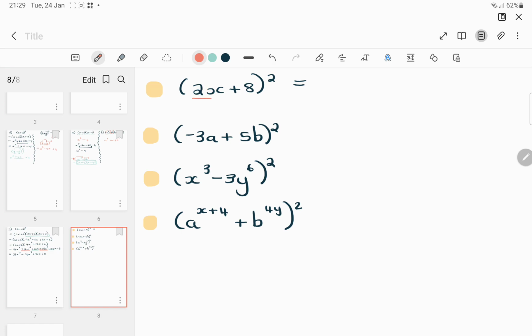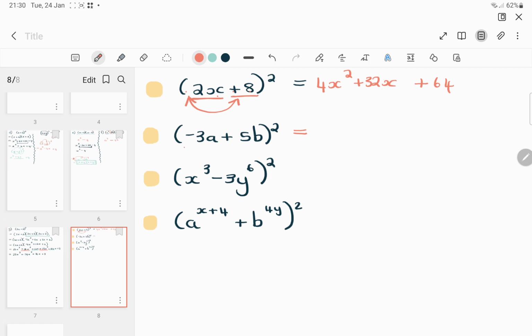If you take the first term and you square it, the 2 and the x, you will be left with 4x squared. If you take the plus 8 and you square it, you'll be left with positive 64. Then to get the middle term, you multiply the two terms together with their signs. So it's a positive 2x times a positive 8 gives you a positive 16x, double it. So it's plus 32x. Okay, do you see how quickly that can be done?